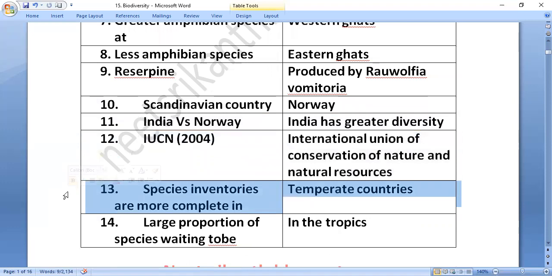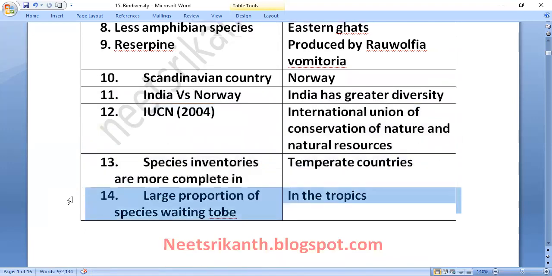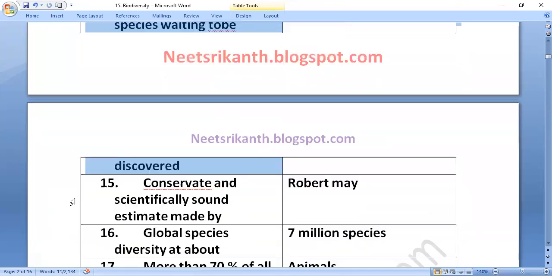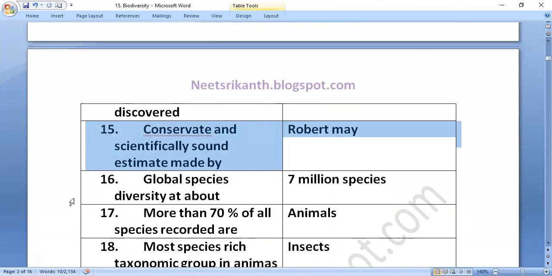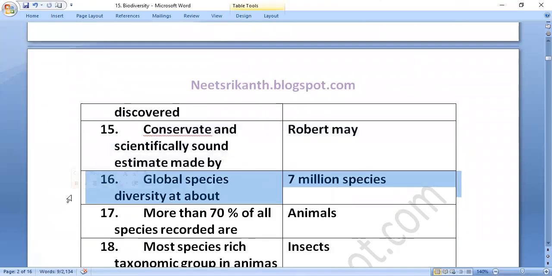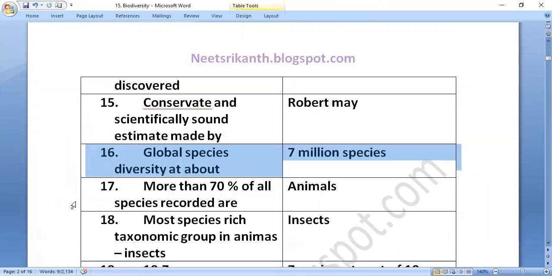Species inventories are more complete in temperate countries. A large proportion of species are waiting to be discovered in the tropics. The conservative and scientifically sound estimate made by Robert May puts global species diversity at about 7 million species.